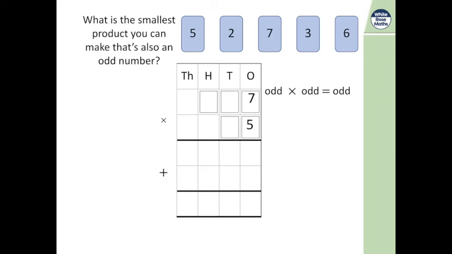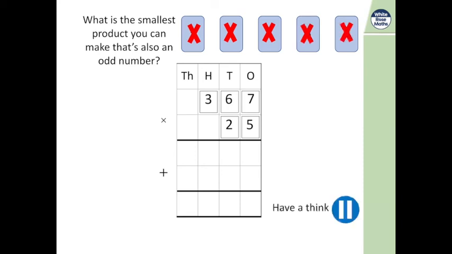Let's try that out. If we place a 7 in the ones column, we're going to multiply by 5. So we have two odd numbers here. Our answer is going to be odd. Place a 2 in the tens column, 3 in the hundreds column, 6 in the tens column. Can you work out the answer to that calculation?